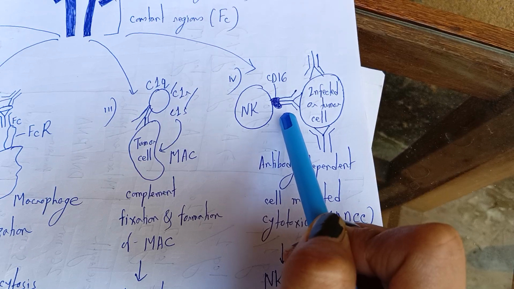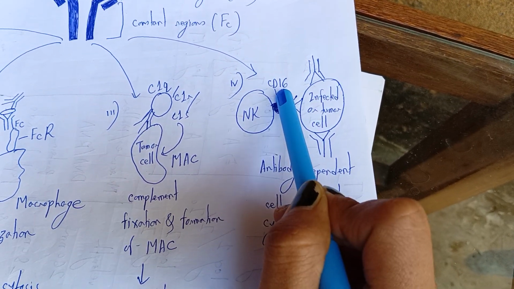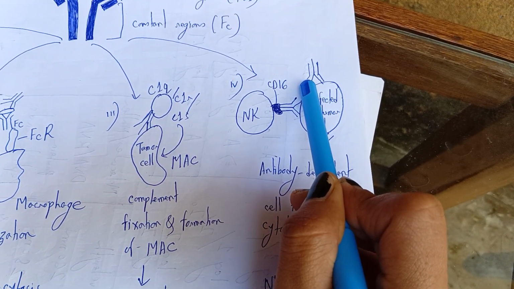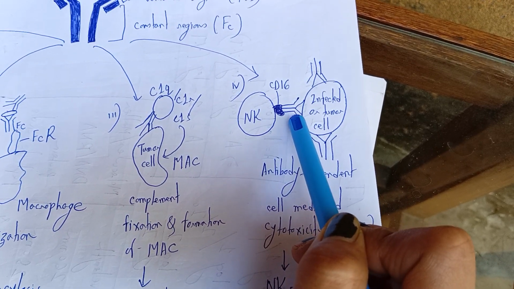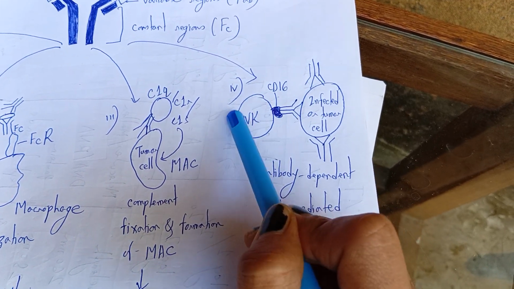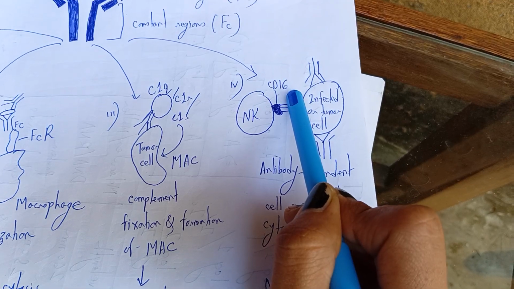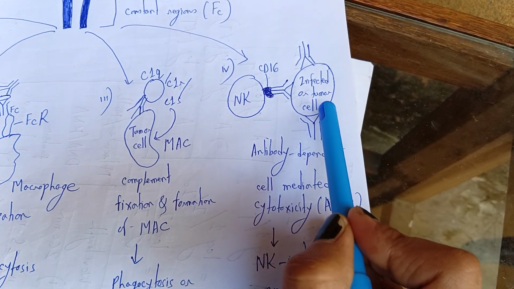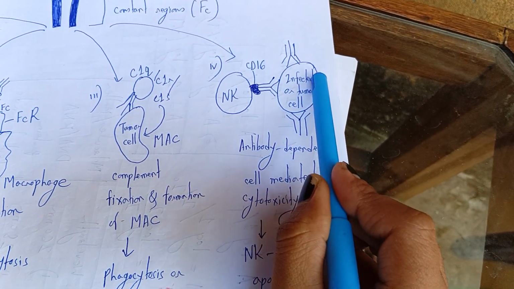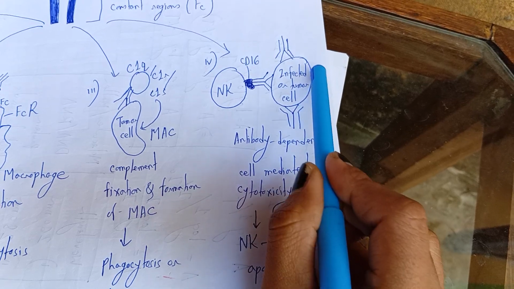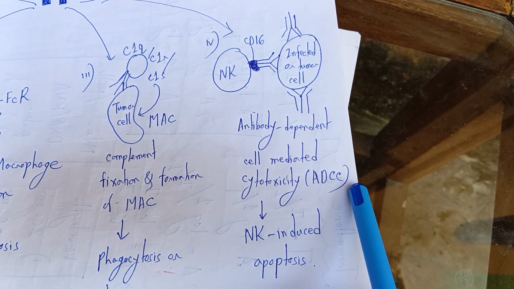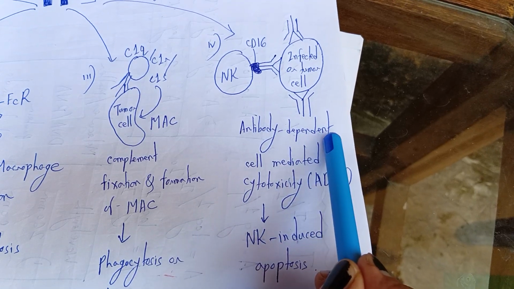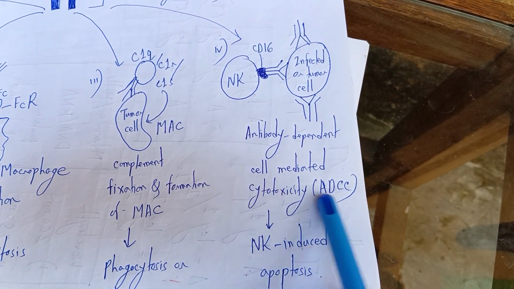For this FC portion, the NK cell contains a receptor which is known as CD16. So as this binding occurs, that is the FC portion of an antibody and the CD16 present on the natural killer cell, it causes the lysis of your infected or tumor cell, and it ultimately results in death, and the process is called ADCC, that is antibody dependent cell mediated cytotoxicity.